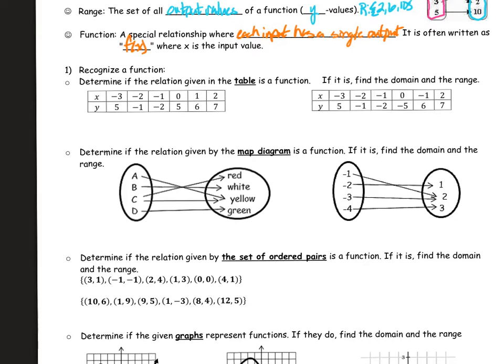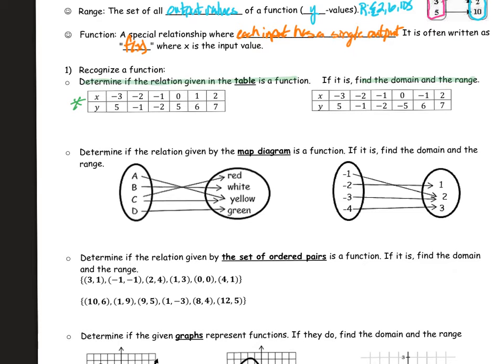We're going to do this table right here on this one. So it says determine if the relation given in the table is a function, and if it is, find the domain and range. So I want to determine if it's a function, and then, if it is, I want to find the domain and range. Okay, so how do I determine if the relation is a function?